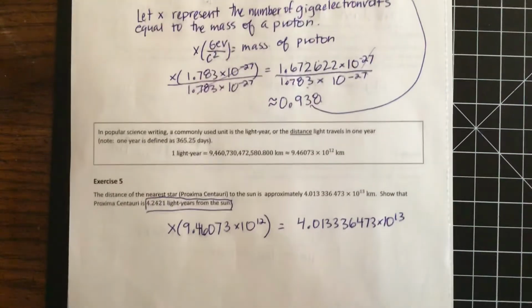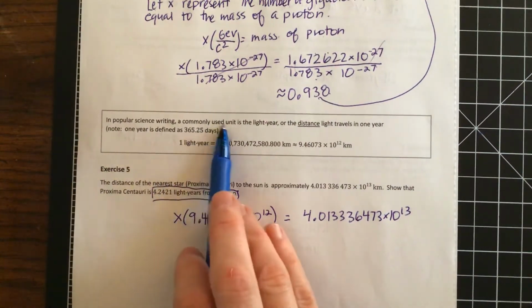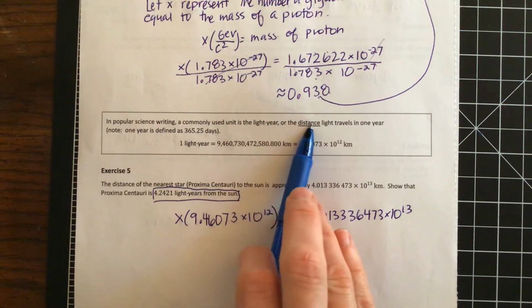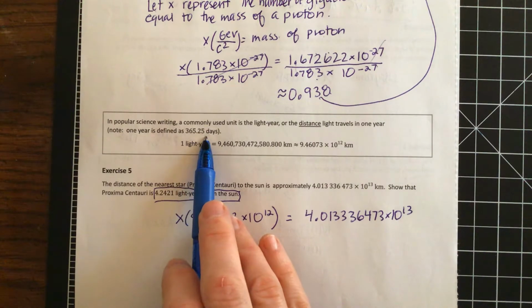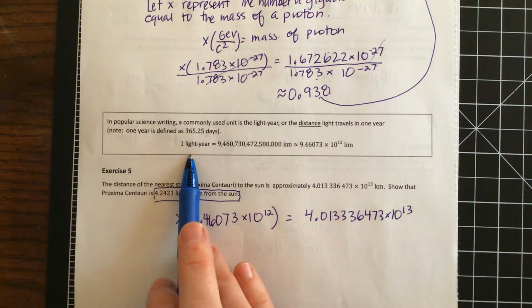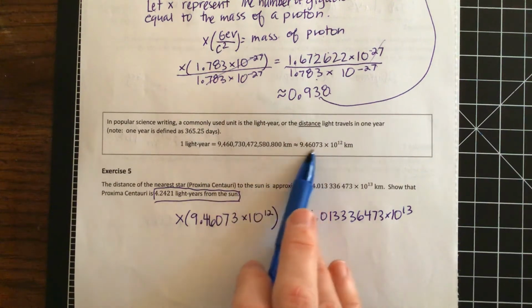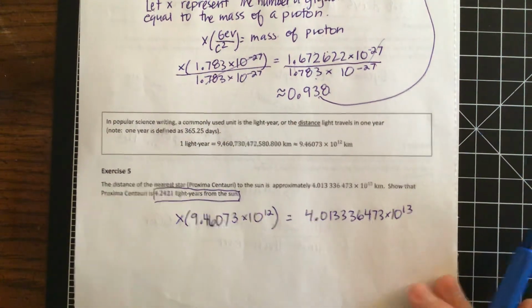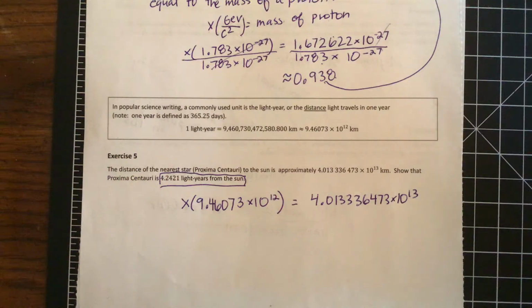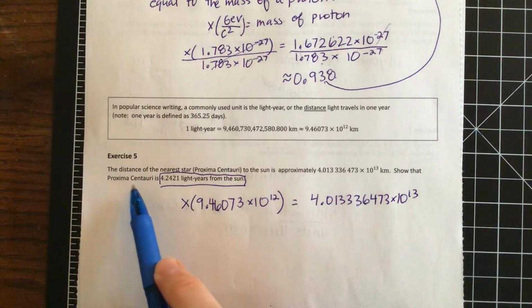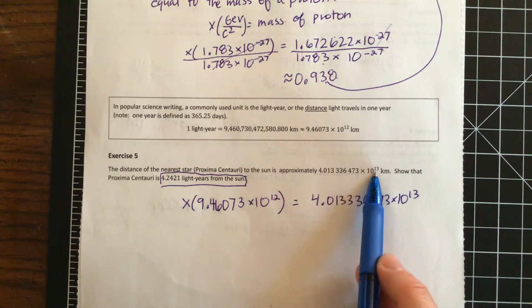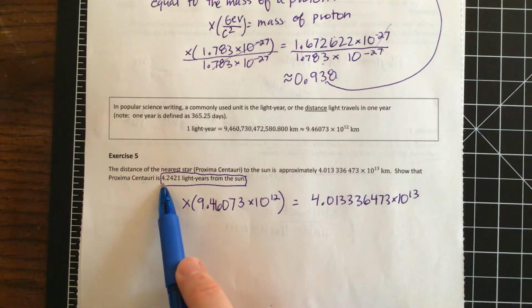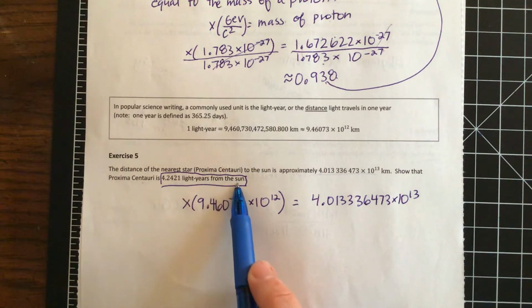Okay, and the next one is similar in that in popular science writing, a commonly used unit is the light year, or the distance light travels in 1 year. Note 1 year is defined as 365 1/4 days. So 1 light year is equal to that number, which is that number in scientific notation. So the distance of the nearest star, which is Proxima Centauri, to the sun is approximately this number. Show that Proxima Centauri is 4.2421 light years from the sun. So that's what we're trying to get.